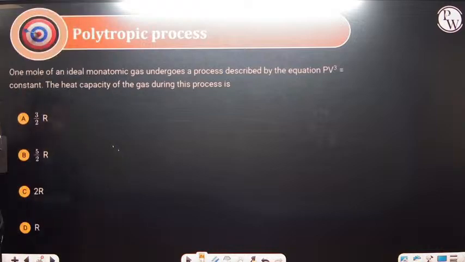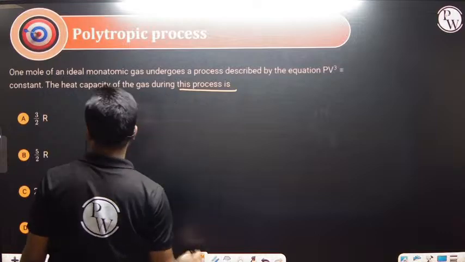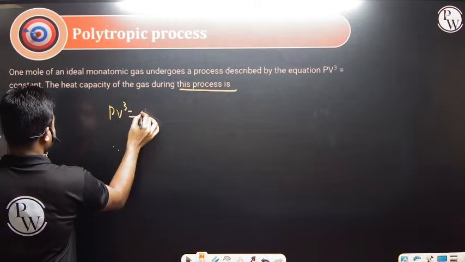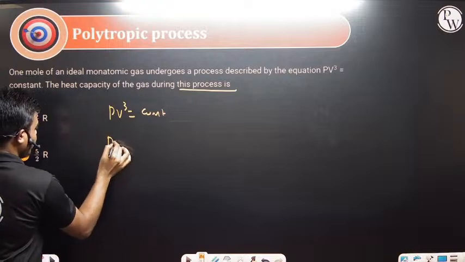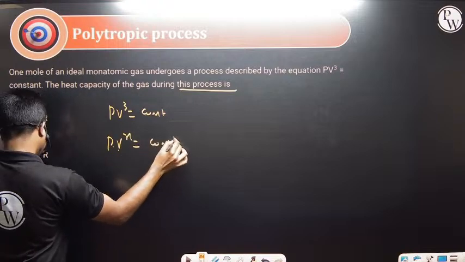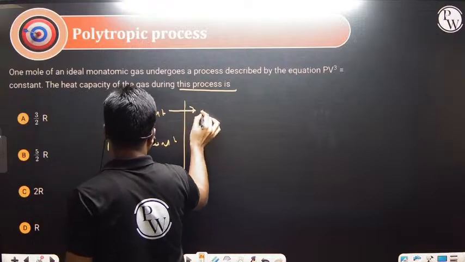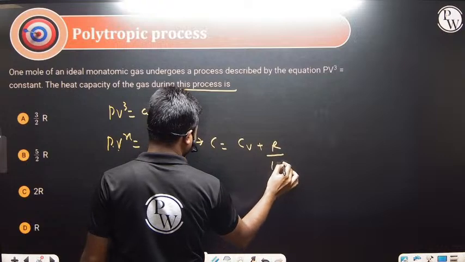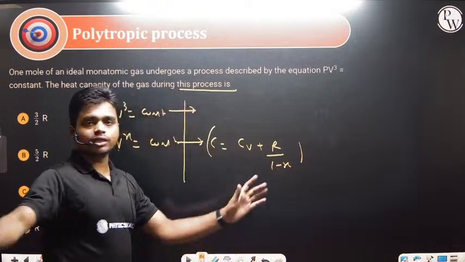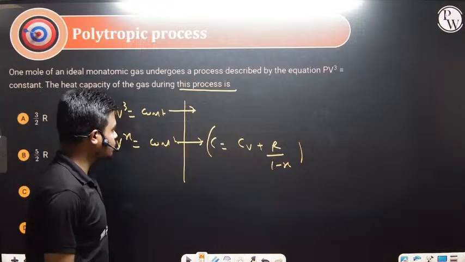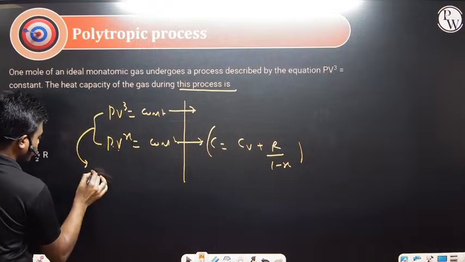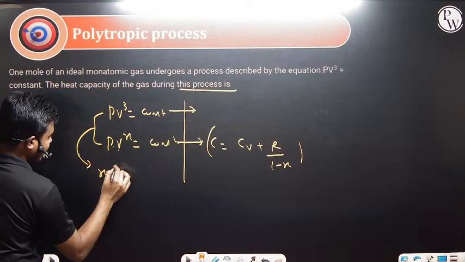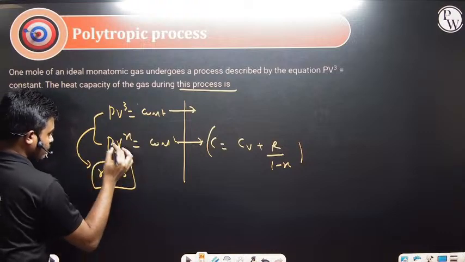1 mole of an ideal monatomic gas undergoes a process described by the equation PV to the power 3 equals constant. The heat capacity of the gas during this process will be given by. So PV to the power 3 equals constant. Compare this with PV to the power x equals constant. What I told, heat capacity for this process is CV plus R divided by 1 minus x. Comparing, what is the x value? x is given by 3.